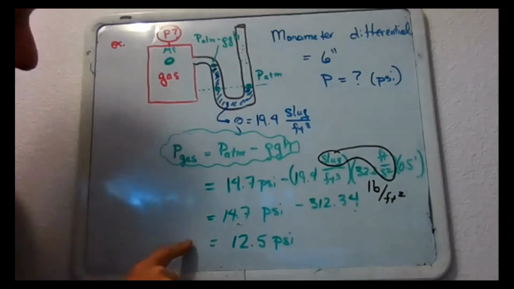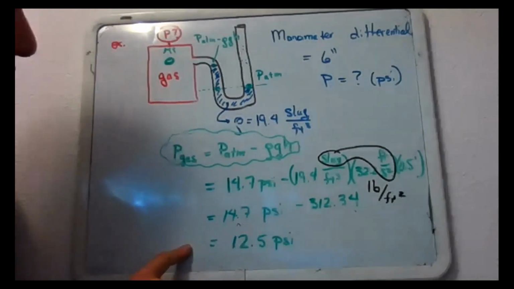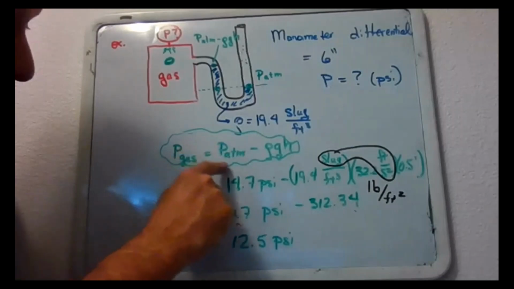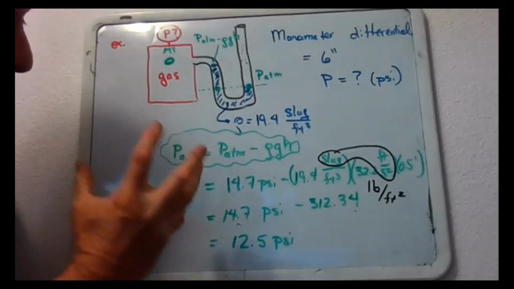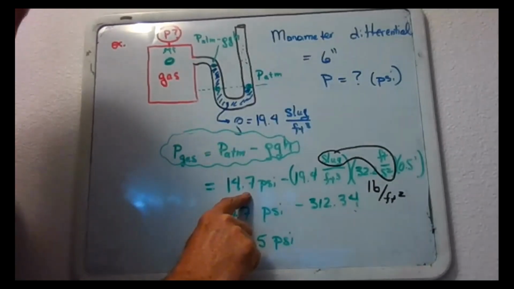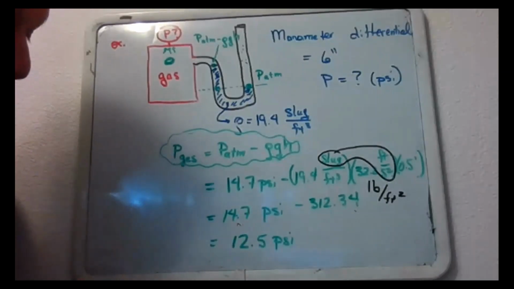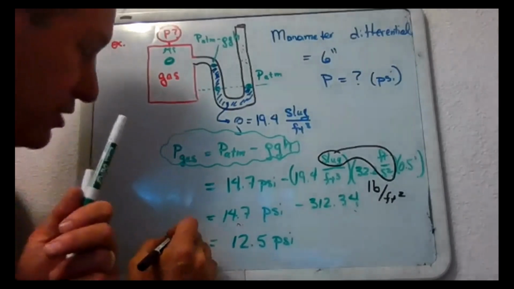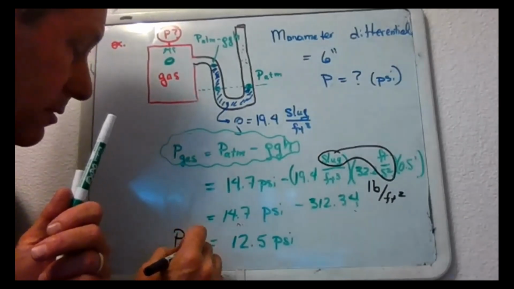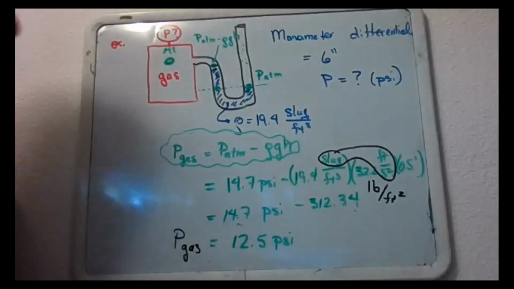Hey, what was this pressure right here? Is it absolute or gauge pressure? Well, for the atmospheric pressure, I filled in the actual atmospheric pressure, absolute pressure, 14.7. So as a consequence, this pressure right here is an absolute pressure. So the pressure of the gas, its absolute pressure is 12.5.